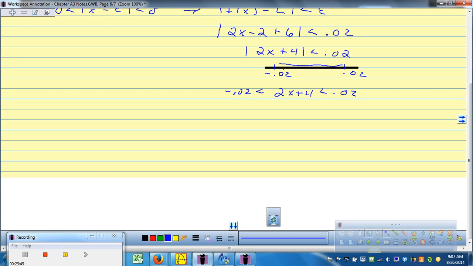All right, so we can do this all as a compound inequality. Subtract 4 from each side. And we'll get negative 4.02 is less than 2x is less than negative 3.98. And then to finish, what do we do? Divide by 2 everywhere.